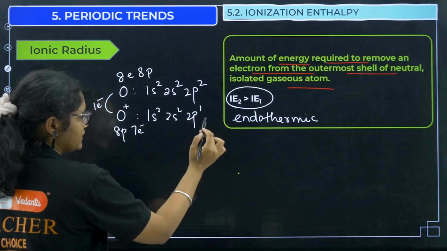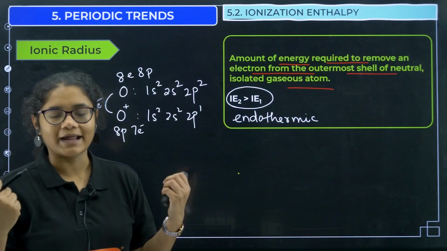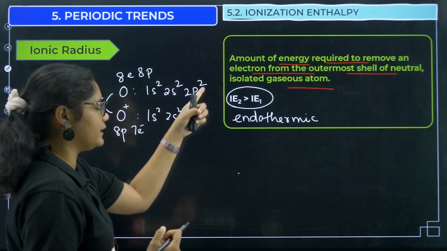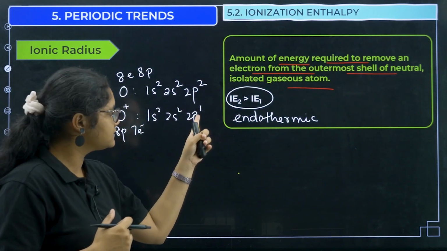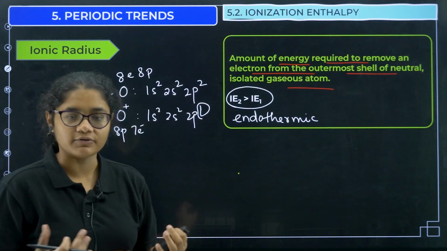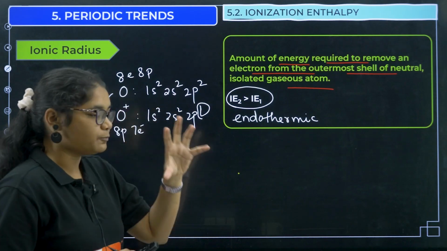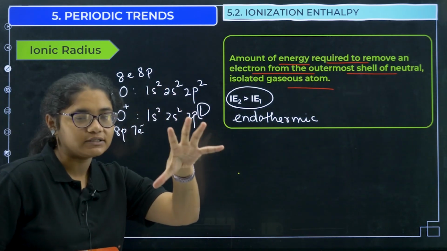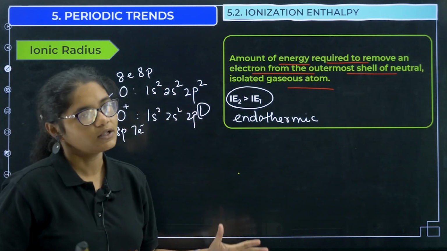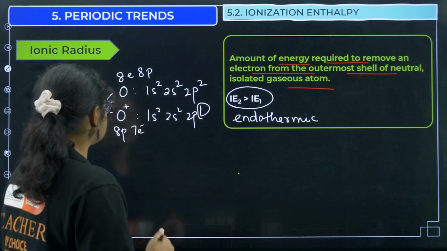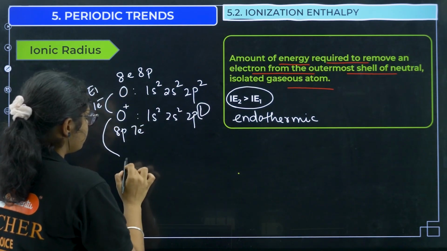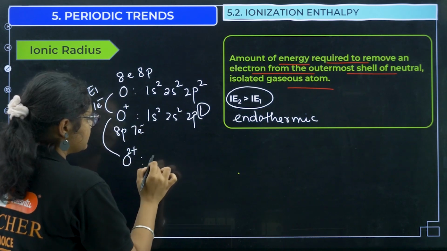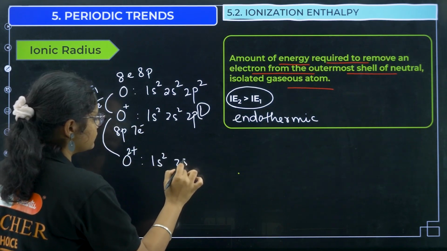So now these 7 electrons will be held more tightly than the earlier 8 electrons, right? Because we have a greater number of protons relative to electrons. So removing an electron now will be very, very difficult because the protons are more and the electrons are fewer, so these electrons are tightly bound to the nucleus, right? So this is your IE1, and now you want to remove an electron to get O2 plus, 1s2, 2s2, right?